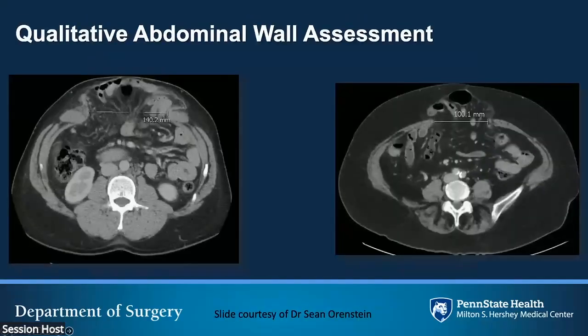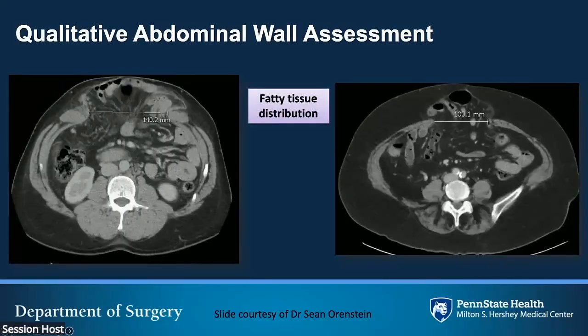This is a slide that I stole from Sean Orenstein a couple of years ago, and I'm going to keep using it because it's probably one of the best slides to explain something that I think we all do in our brains, but we do not articulate particularly well, and it will never be in a report, which is a qualitative abdominal wall assessment. And I want you to look at these two different patients and just understand that while they both have hernias that are roughly the same size, these are very different humans.